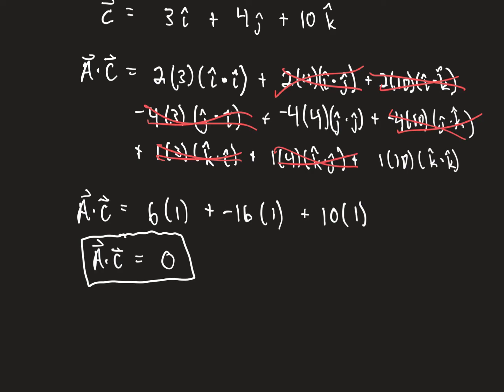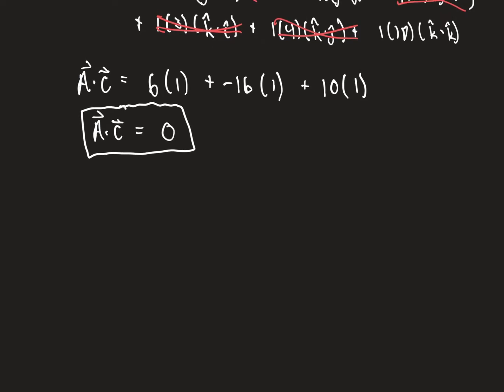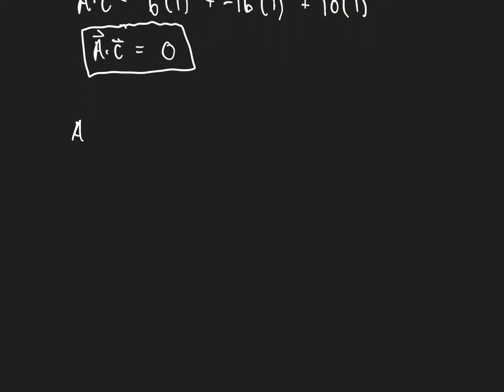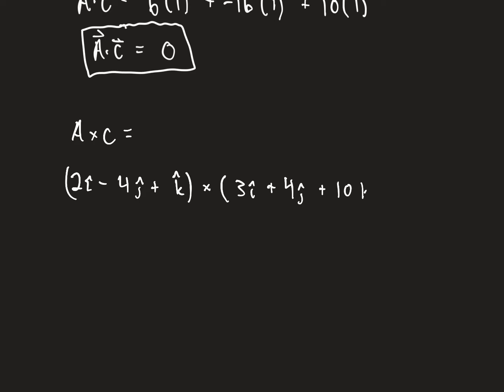Any questions on the dot product? Or the scalar product? It gives me a number, just a number. No? Okie dokie. Let's do the cross product of this. Let's do A cross C. So I have 2 in the i hat minus 4 in the j hat plus the k hat, and I'm going to cross that into 3 in the i hat plus 4 in the j hat plus 10 in the k hat.